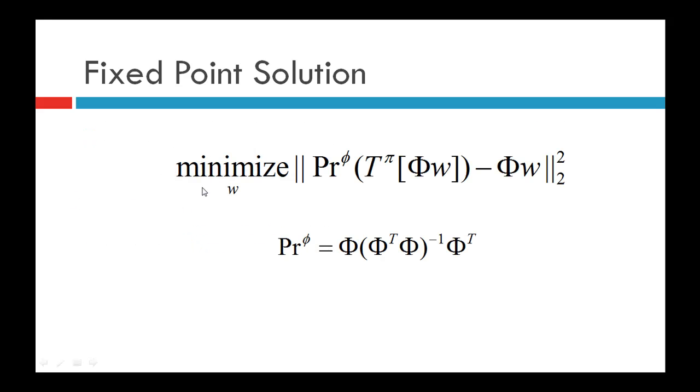So the fixed point solution is defined as: minimize with respect to the weight vector W, the norm of PR phi times T pi of phi W minus phi W, where the norm is in general the squared L2 norm. Here PR phi is a projection matrix, defined as phi times (phi transpose phi) inverse phi transpose. So the pre-multiplication projects the vector T pi phi W back to the span of the matrix phi.